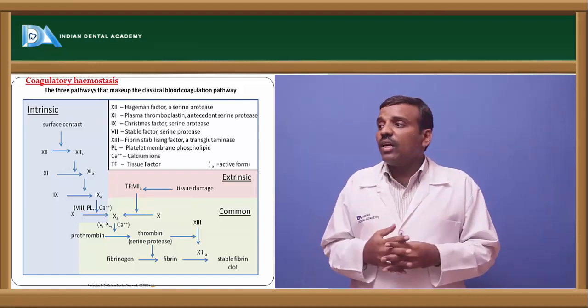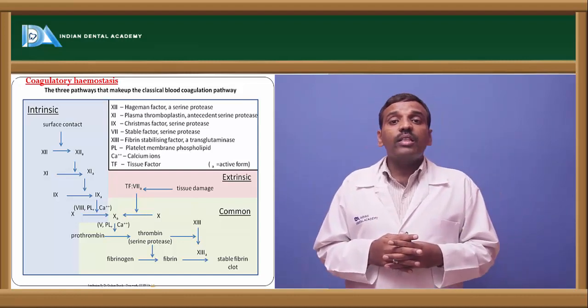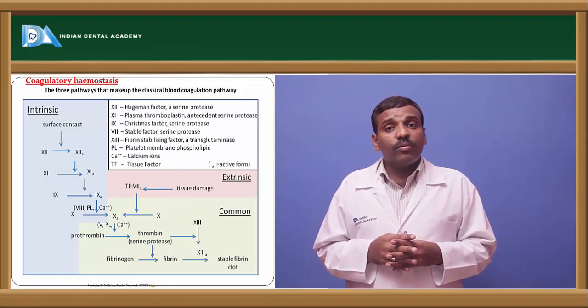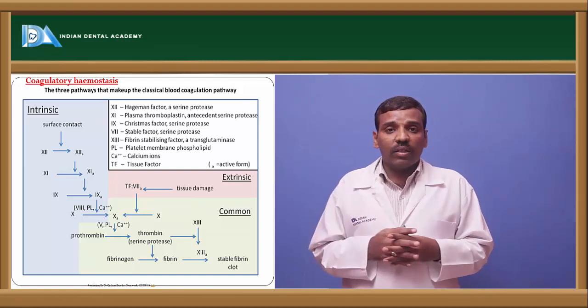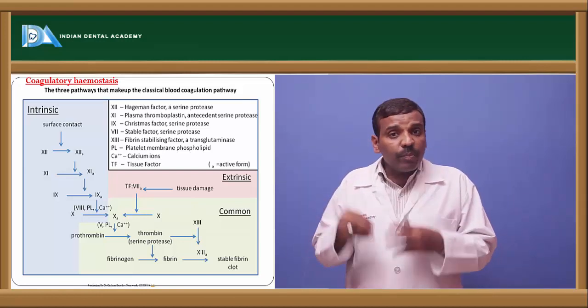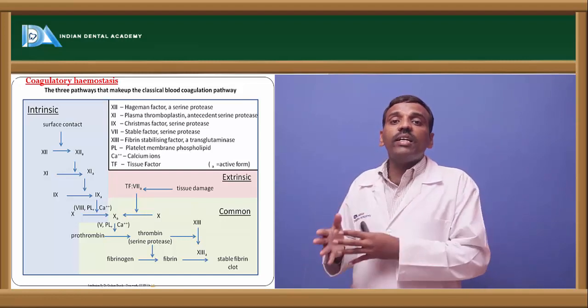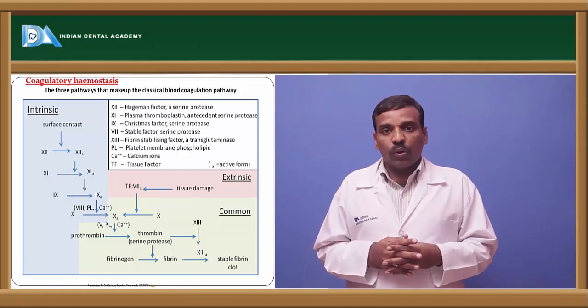And if you see stage 2, in that there is activation of the prothrombin. In the presence of the prothrombin activator, which is activated either by the intrinsic pathway or the extrinsic pathway, prothrombin is converted into thrombin. This is the stage 2 process.